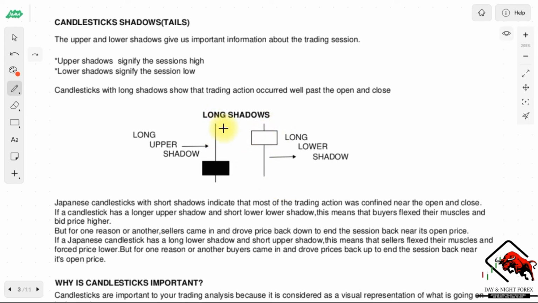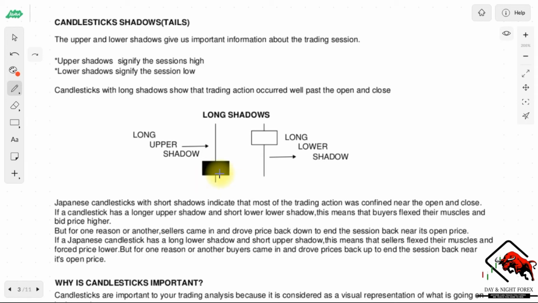So here that means the buyers are bidding higher prices, but then the sellers come into action and they push it down, and they have control over the price and push it down to these lower levels. And on the buying candlestick right here, it means that the sellers had forced the price all the way down here, but then the buyers came into action and pushed it all the way up here, and then it closed over there.